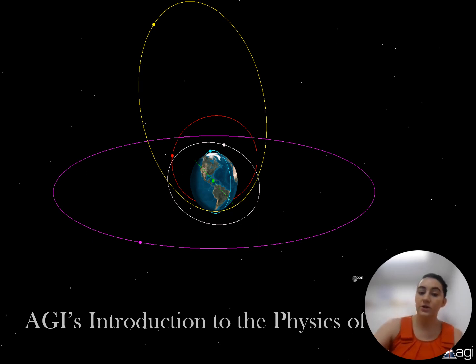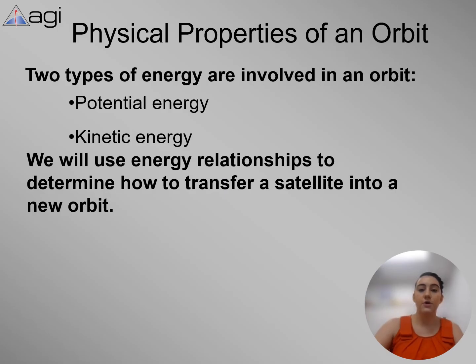So we are going to be taking a look at the physics of orbital mechanics and really looking at the mathematical properties and processes that go into calculating how an orbit functions and how we move through those calculations. So first of all, when you're looking at the physical properties of an orbit, you're looking at its potential energy and its kinetic energy.